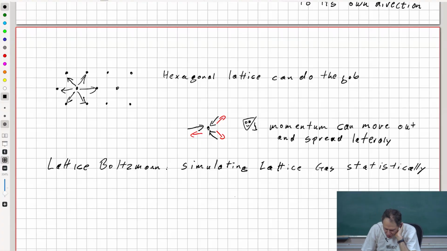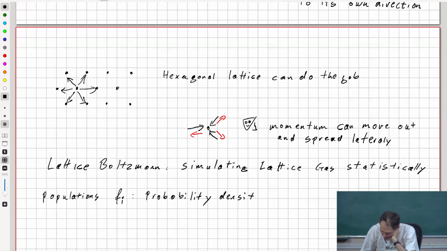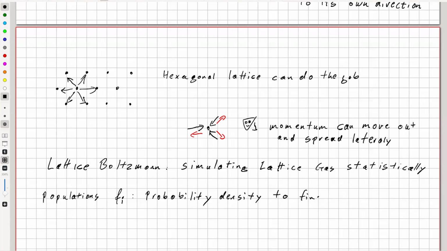So what you do is you introduce the populations, which we call f_i, and this is a probability. It's actually a probability density function to find a particle with the given velocity, so this is the velocity of that particular direction, say we call this c_i, at this particular lattice node and of course at this particular time.